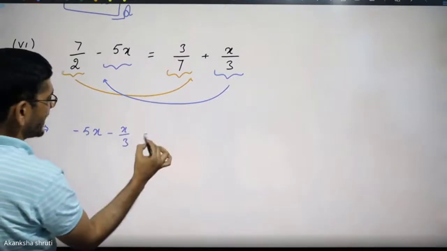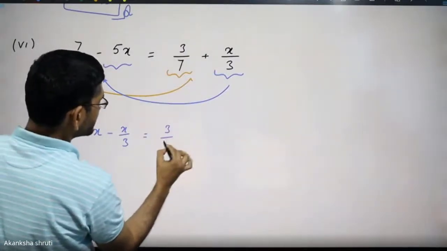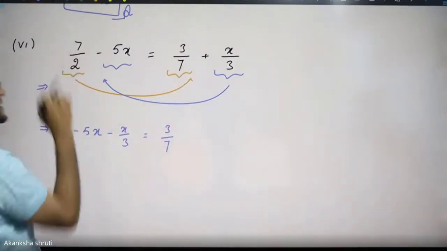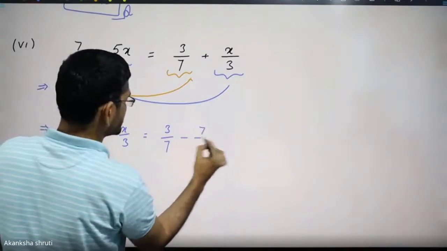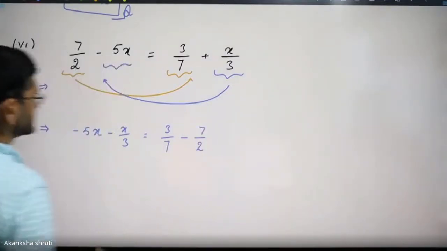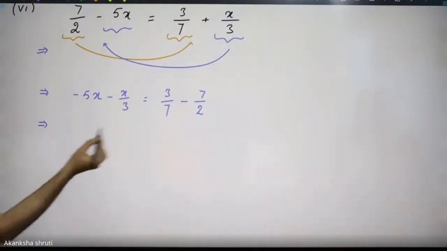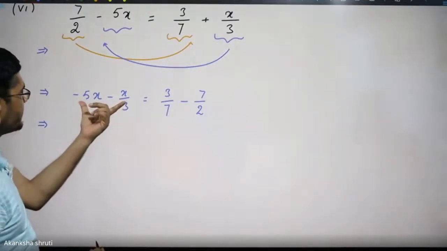Bring this equal sign as it is. It is our 3 by 7 on the right hand side. Now the constant was plus 7 by 2. It will turn into minus 7 by 2 here. So this way all the variables are on the left hand side and all the constants are on the right hand side. Now we need to simplify this one.